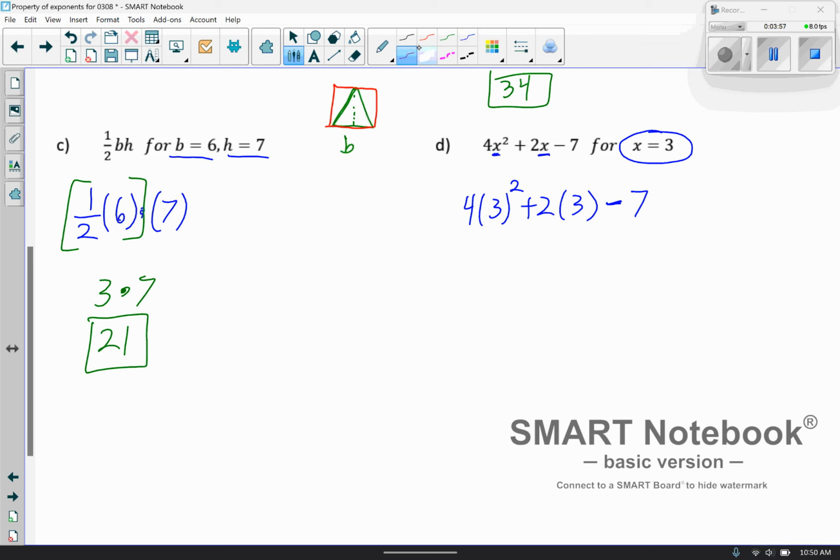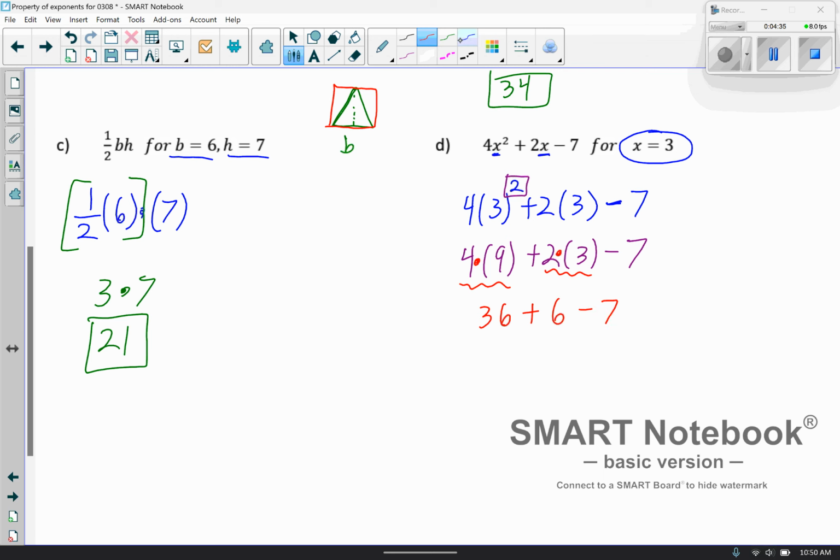So with order of operations, we actually take care of the exponent first. So we're going to go ahead and take care of that 3 to the power of 2. So 3 times 3 is 9. And then next is multiplication and division from left to right. So right here, I have multiplication between the 4 times 9. And I might as well take care of this multiplication right here also, 2 times 3. So we're going to end up with 36 plus 2 times 3 is 6, and then minus 7.